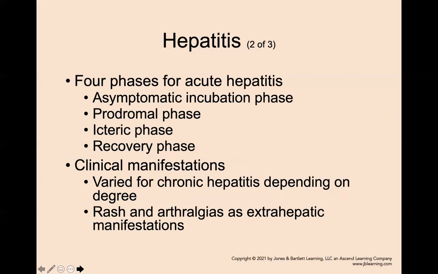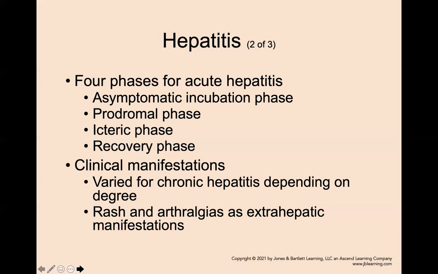There are 4 phases of acute hepatitis. At first, there is an asymptomatic incubation period. And then about 2 weeks after exposure or infection, there is a prodromal phase. This is where you start with some viral type symptoms like nausea, vomiting, headaches, aches and pains. And then after about another 1 to 2 weeks, you develop the icteric phase, which is where the person may develop jaundice, tea-colored urine, pruritus, or right upper quadrant pain, or hepatomegaly.